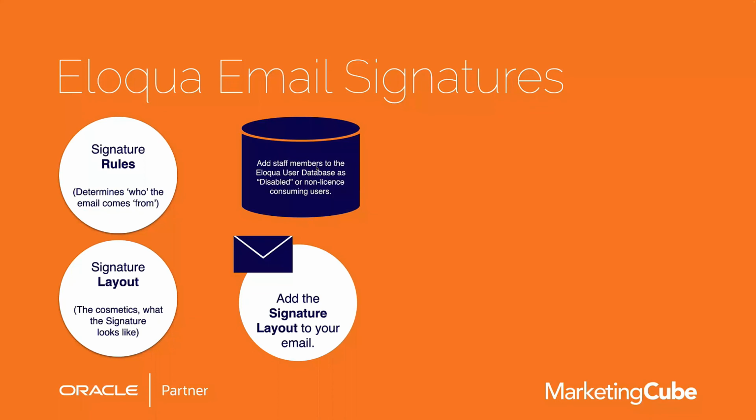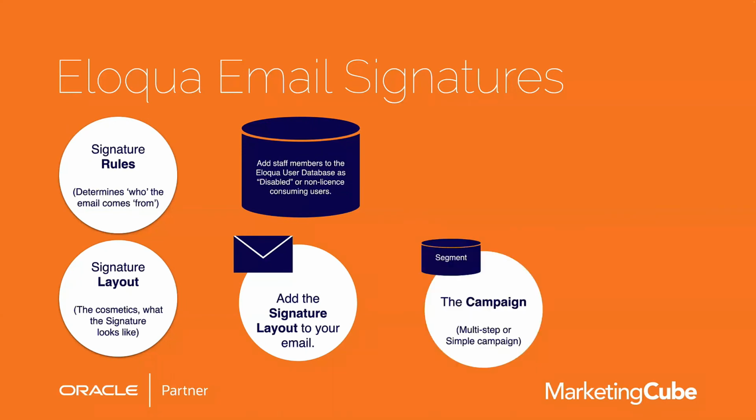They are non-licensed consuming users. We just use that user profile area of Eloqua to hold all of the information that we need, and it's from there that we merge into the signature layout. You'll see that here in a moment. I'll show you. And then, of course, it all comes together on the campaign canvas. On the campaign, you'll drop in your email and your audience, etc. Within the actual email element step itself on the canvas is where we apply the signature rule. Again, you'll see there are a couple of options there at the same time.